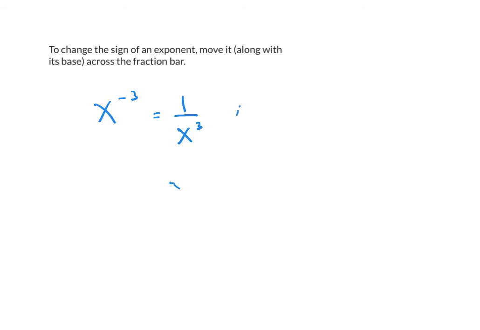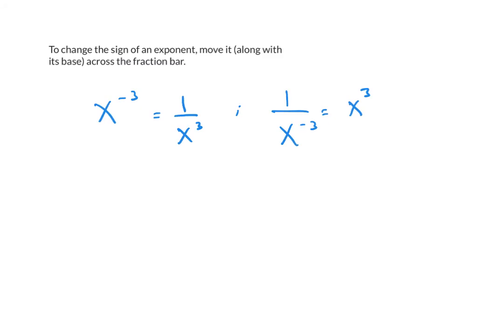The same thing if I have x to the negative 3, I will do the same thing: it's going to be 1 over x to the third. Oh, sorry, that was the same example. Let me change this one. If I have 1 over x to the negative 3, it's going to be x to the third.